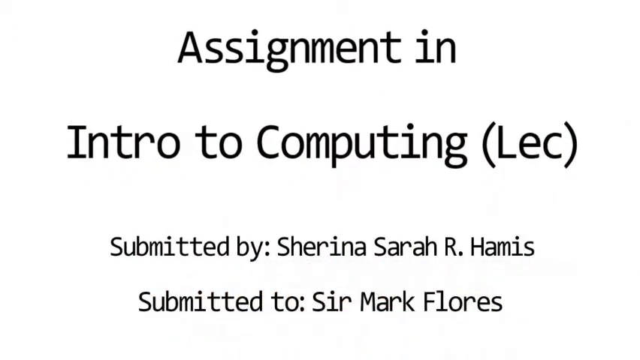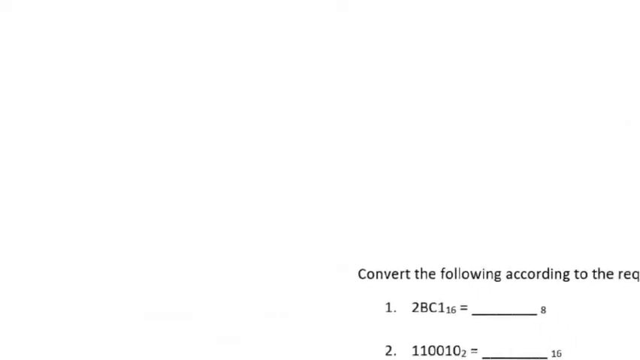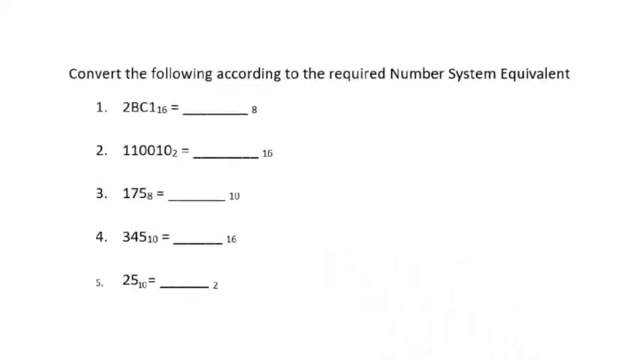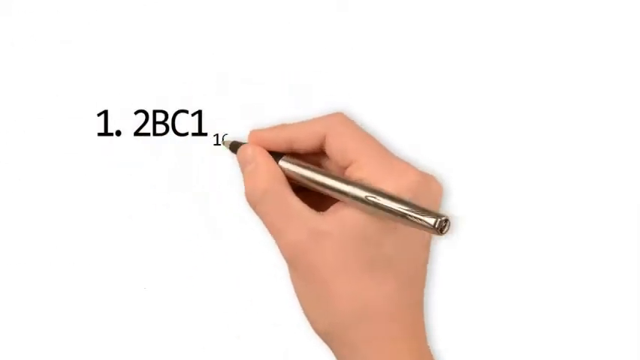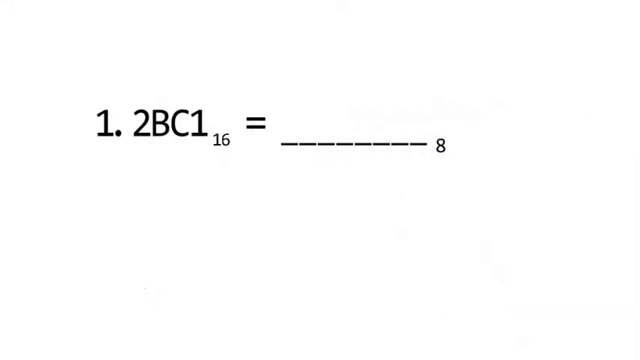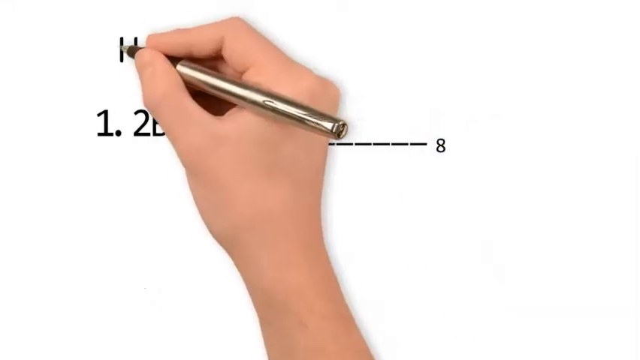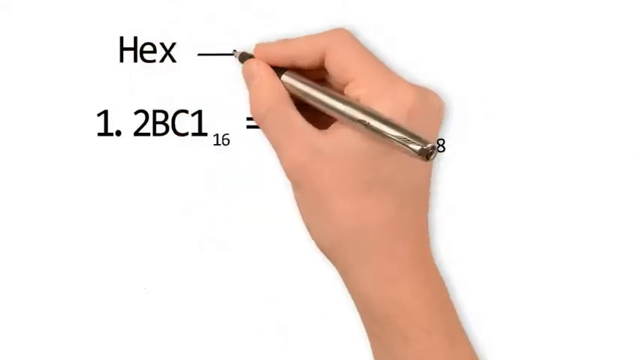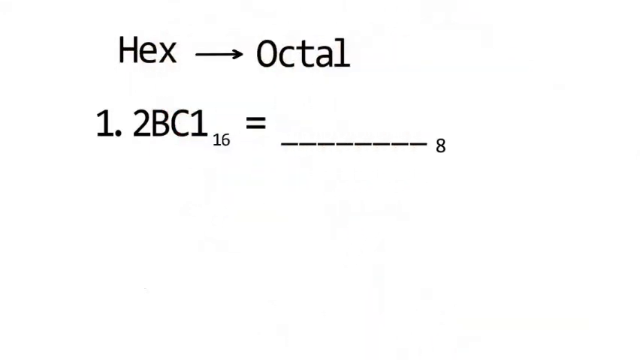Flores. So our assignment is to convert these 5 numbers according to the required number system equivalent. So for number 1, we have 2BC1 with a subscript of 16 that we will convert to a number with a subscript of 8. So 16 basically means hexadecimal, so we will convert it to a number with a subscript of 8, which is octal.